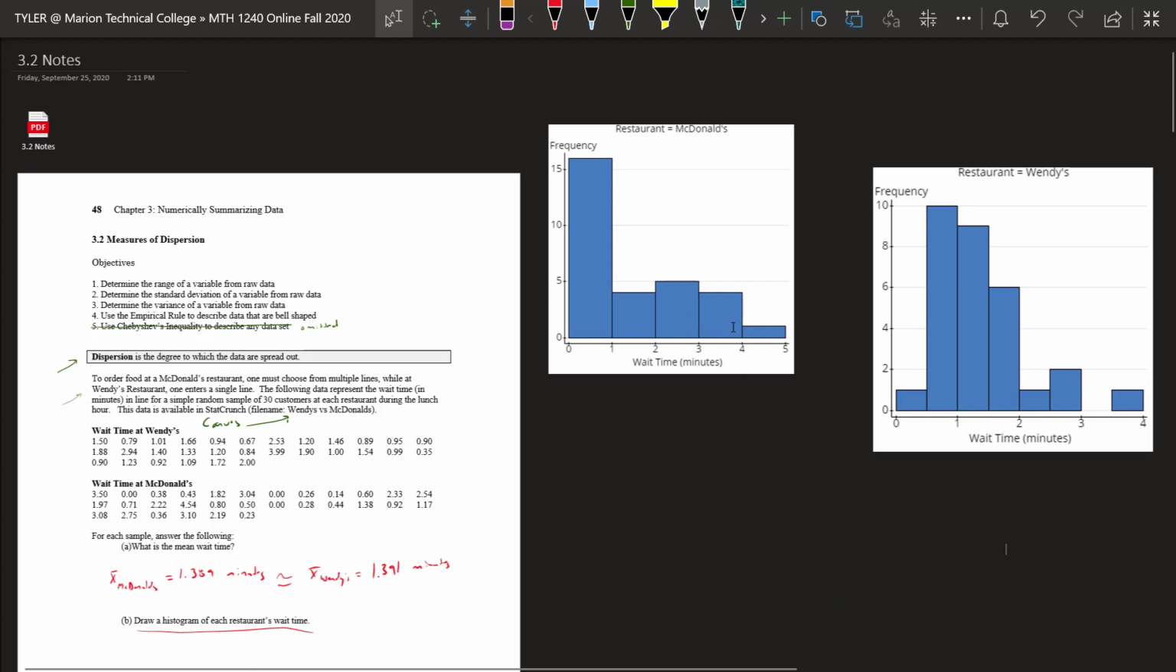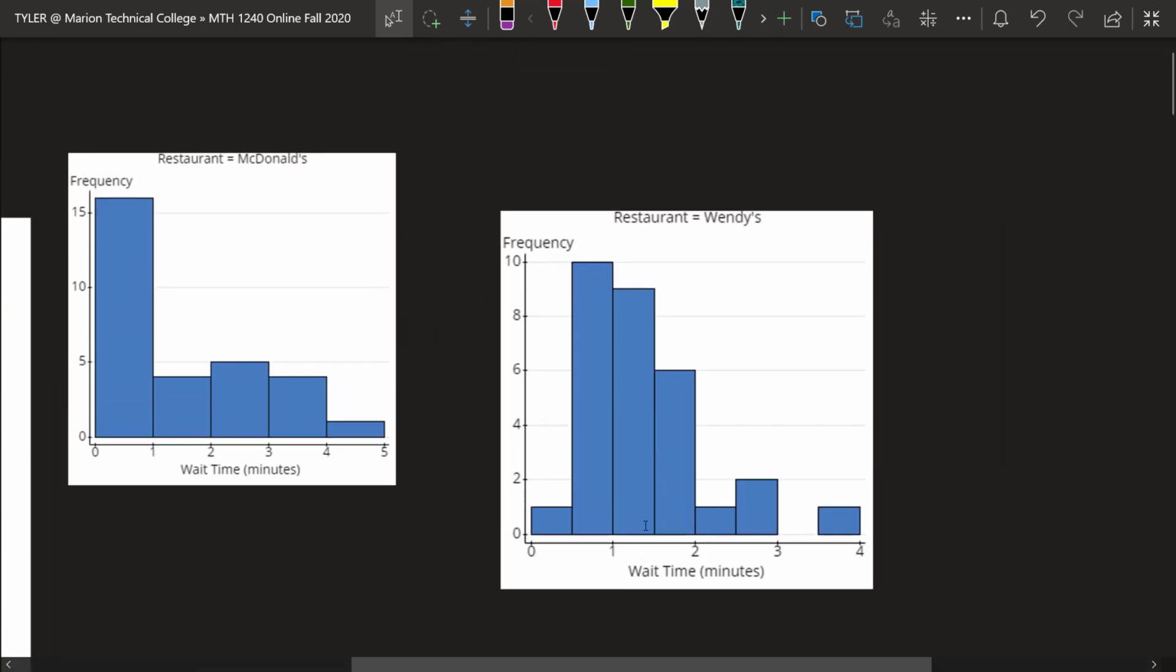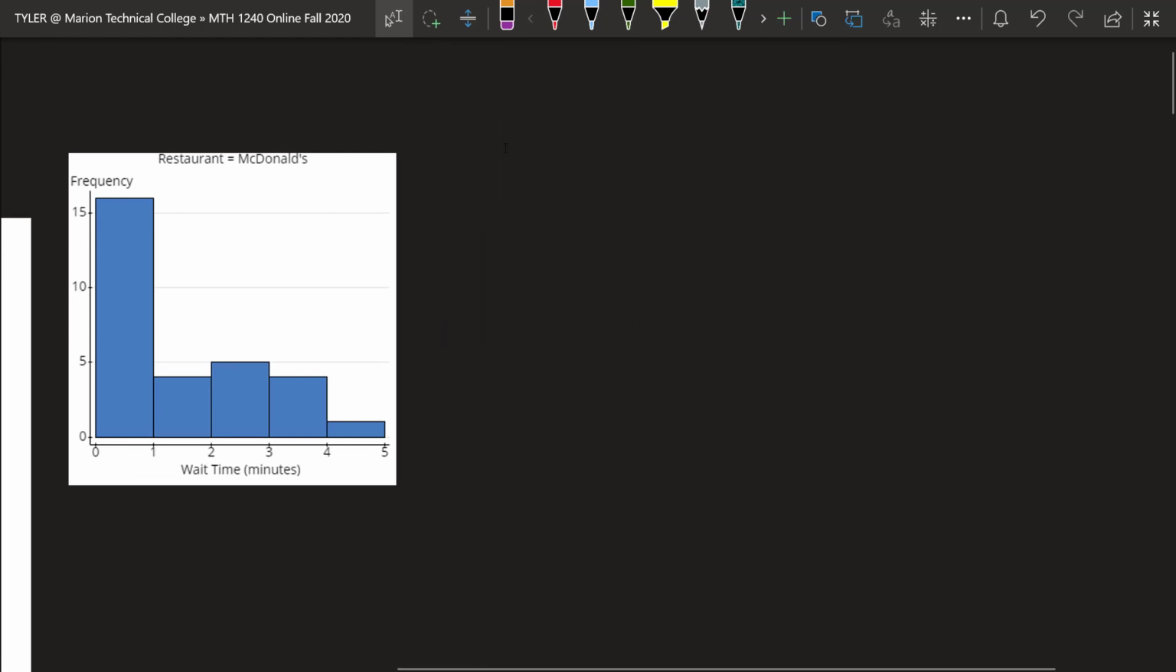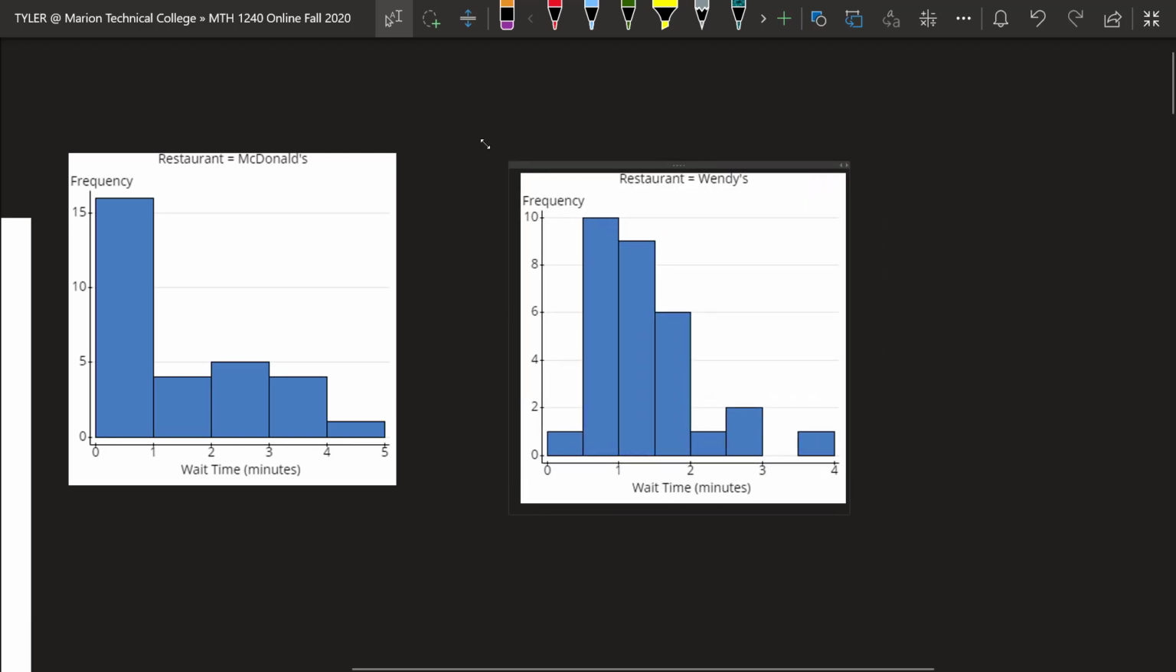Right, so if we're looking at these, comparing these side by side, let me see if I can get these to be more in line with one another. There, it's a little better. Right, so when we're looking at both of these, the one on the right is Wendy's, the one on the left is McDonald's.